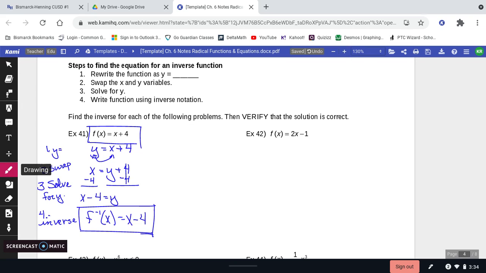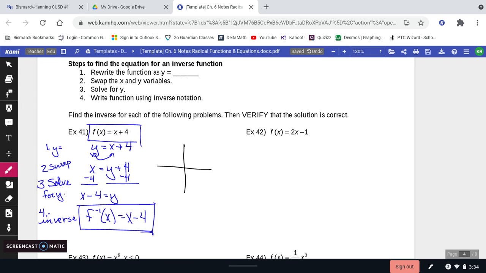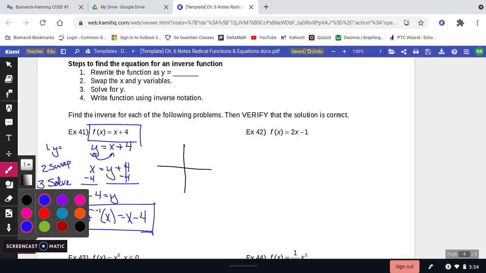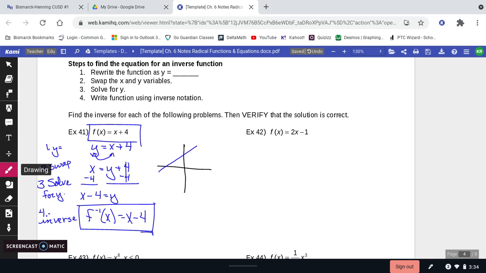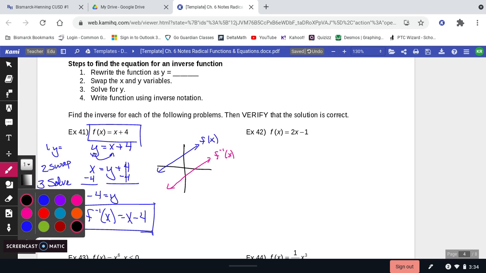Okay, now something else just real quick, just so you can have a visual. So if this is our coordinate plane and we sketch my original f of x, and then if you sketch the inverse, okay, then these two equations are inverses of each other because they are reflections. If you reflect the original f of x over the y equals x line, it will land on the inverse. Okay, so that just gives you a visual of what these two equations are doing.